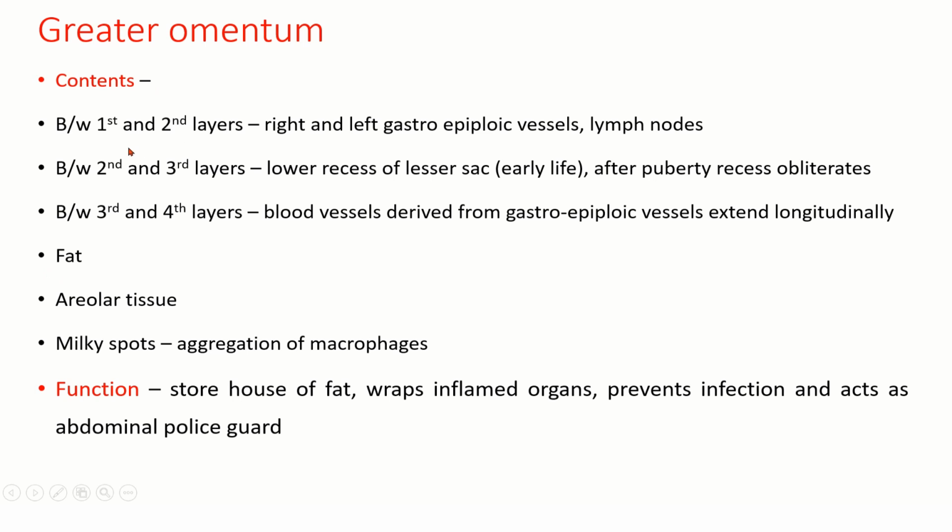So contents: between the first and second layers, right and left gastroepiploic vessels and lymph nodes. Between second and third layers, lower recess of the lesser sac in the early life, but after puberty, recess obliterates. Then between third and fourth layers, blood vessels derived from gastroepiploic vessels extend longitudinally, and some fat, areolar tissue, and there are milky spots which are the aggregation of macrophages. The function is it is storehouse of fat, and it also wraps inflamed organs, prevents infection, and acts as abdominal police guard.